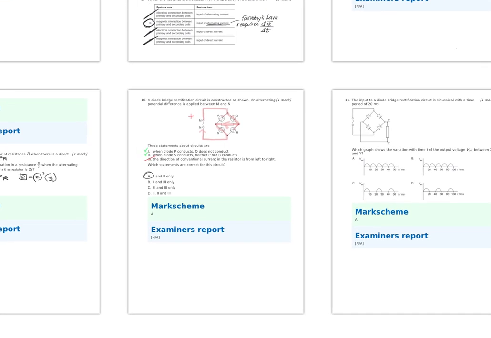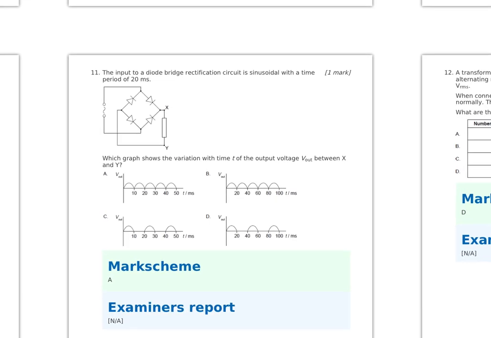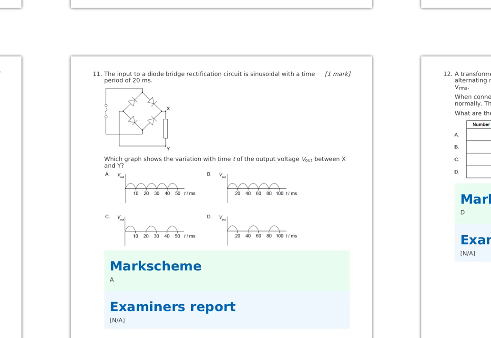All right, next question. Is it just me or are diode bridges awesome? Although I don't like when they have this kind of crossover situation. I find that confusing, but whatever. Okay, so we have a diode bridge. It says, what's the variation with time of the output voltage? This is a full diode bridge, so it's going to be a full rectification, so it's not C or D. That would be a half rectification.